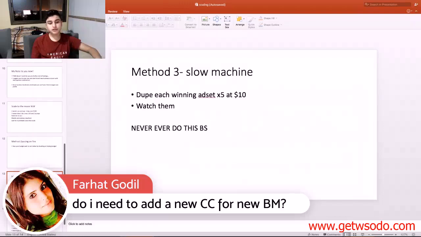Now, method three, which is really bad. I don't suggest that, and some gurus are teaching this, but it's not good at all. So I don't suggest doing that. It's basically duplicating each winning asset 5 times at $10 and watching them. Never ever do this.